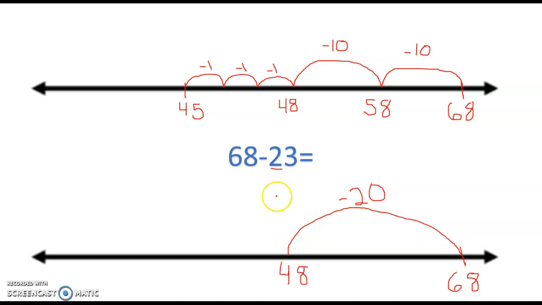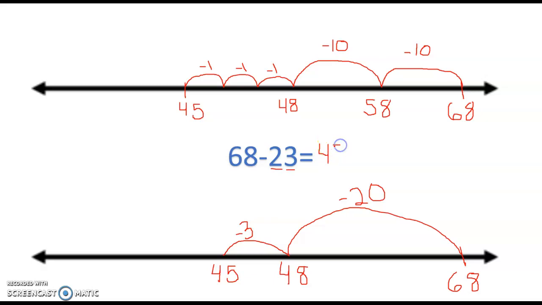And then I've got to take away my 3 ones. So 48, 47, 46, 45. So you can see I got the same answer both times. I just did it a little differently.